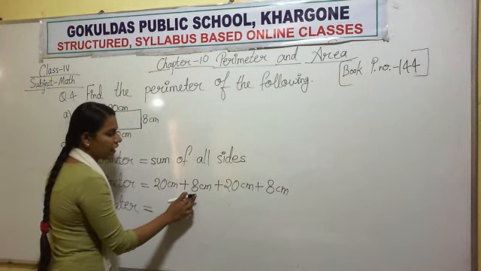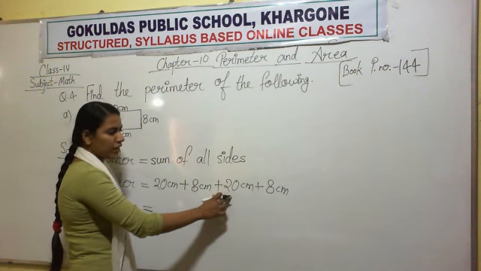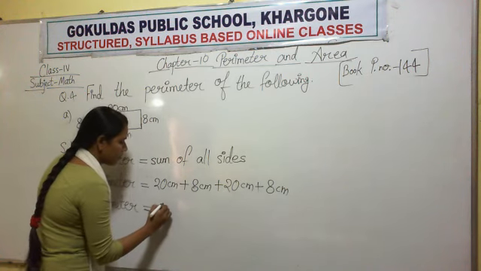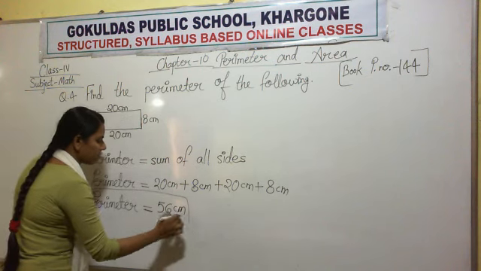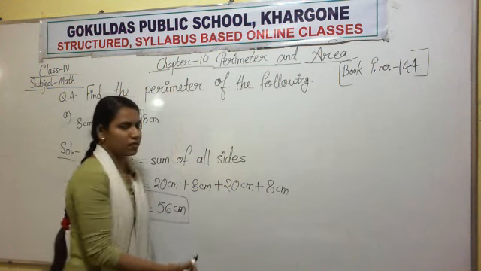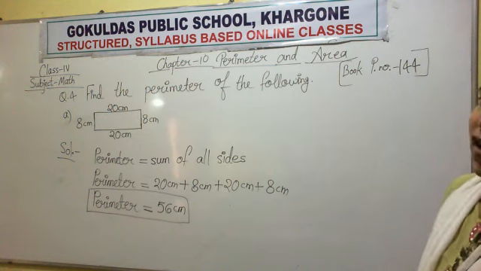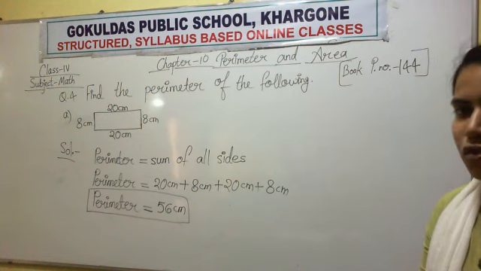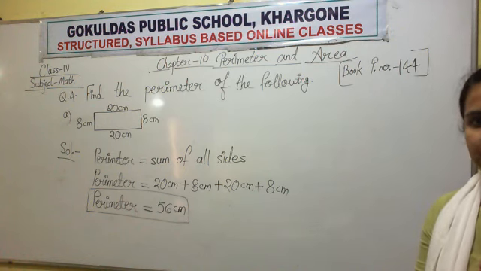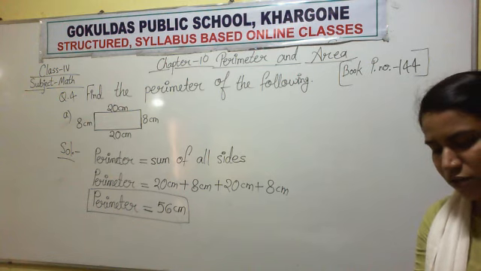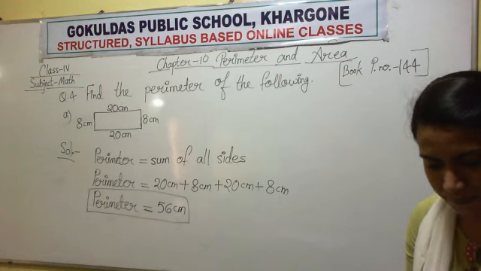20 plus 8 is 28. 28 plus 20 is 48, and 48 plus 8 is 56 centimeter. So the perimeter of the first figure is 56 centimeter. This is how we find the perimeter by using a simple formula. Perimeter is equal to sum of all sides. Note it down or take a screenshot so that later you can write it properly in your classwork copy.